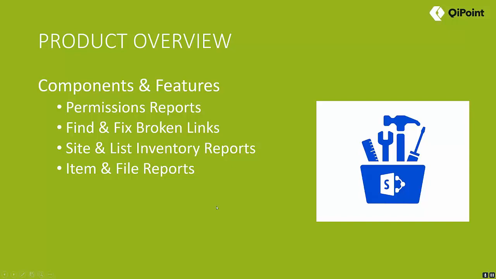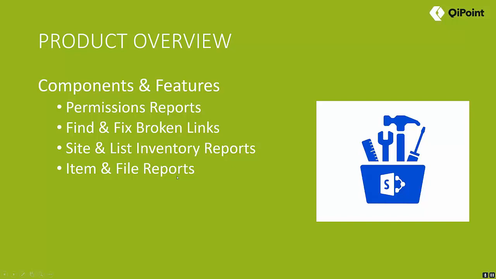The tool has the broken link manager to find and fix broken links if you're doing a migration, or just if that's an issue and you want to find any broken links. It's got that component built in. There's site and list inventory reports, which I'll show you. It's probably easier to show you to explain what those are. But basically, it will give you a list of all of your sites and lists. You can build a site map as well.